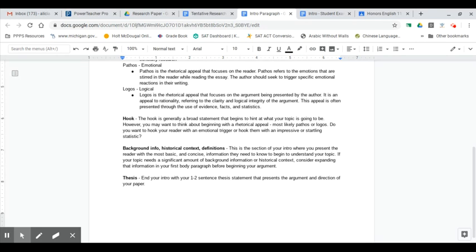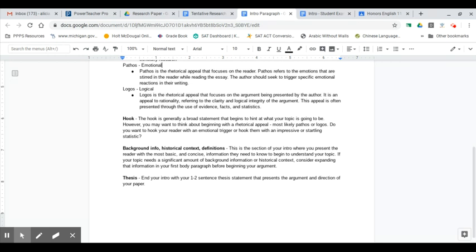or a random quote from Benjamin Franklin because we all know who he is, or a rhetorical question where you ask me, have you ever wondered? No, I haven't. I've read this topic many times. Instead, you're just looking to start to hint at what your topic is going to be. So you may want to think about beginning with a rhetorical appeal.